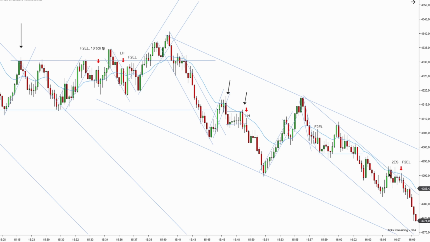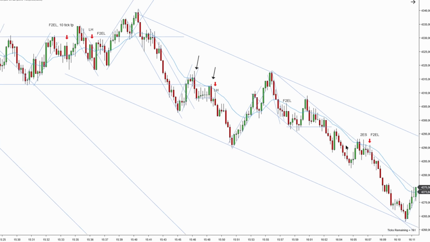You still have an EMA pointing down. As long as price is below EMA, that's good. You have a new low, first entry short, second entry short, but this is the same bar as here, literally the same bar. I cannot go short here.